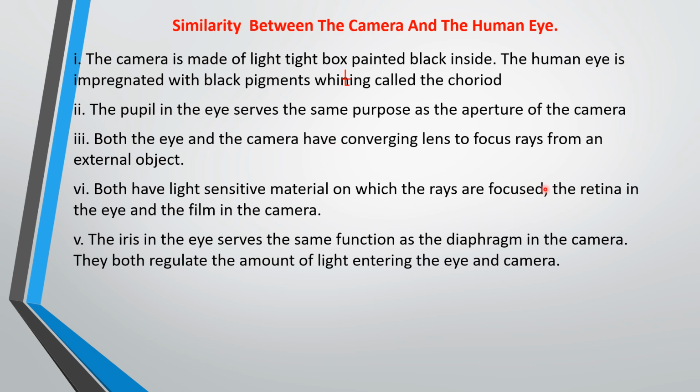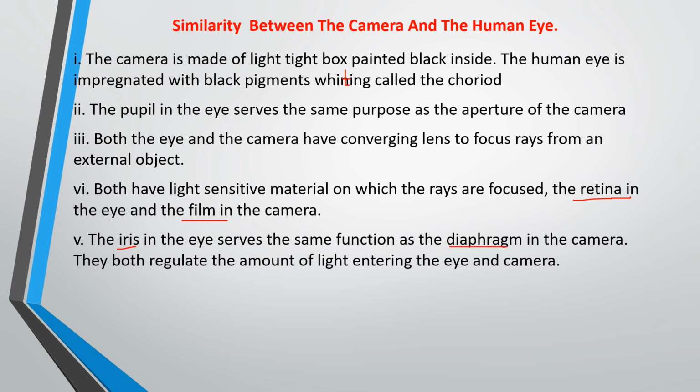So for the eye you have the retina, and for the camera you have the film. Then the iris of the eye serves the same function as the diaphragm in the camera. The iris and the diaphragm regulate the amount of light entering the eye and the camera. So take note of the difference between the iris, the pupil, the diaphragm, and the aperture.